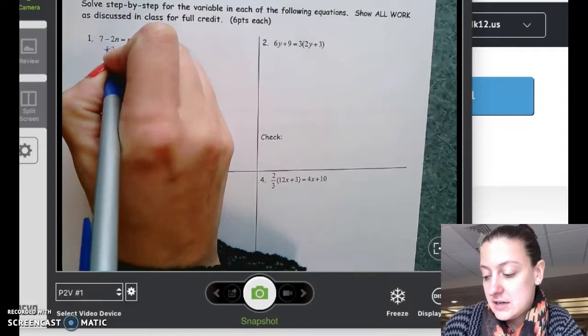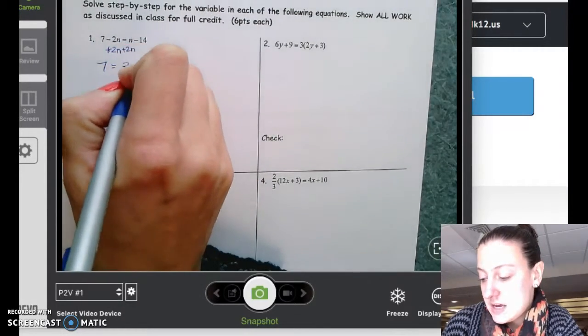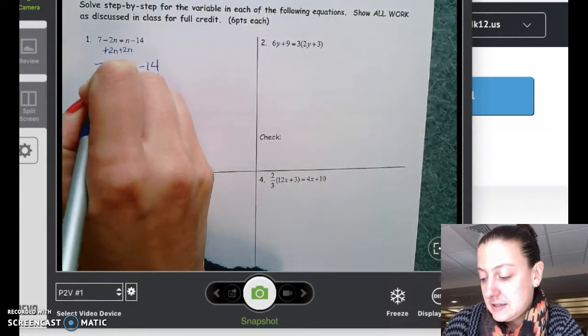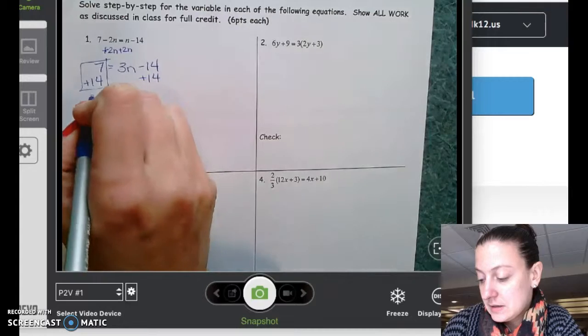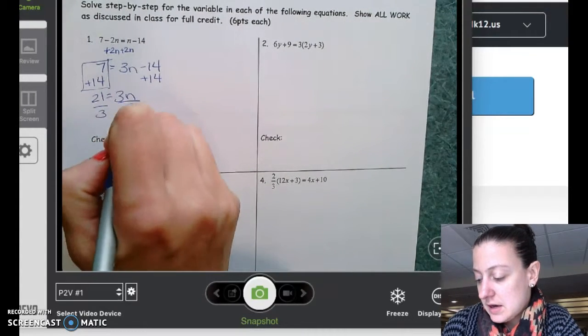So the first one, add 2n. Now I've got 7 equals 3n minus 14. Add 14. 21 equals 3n. N equals 7.